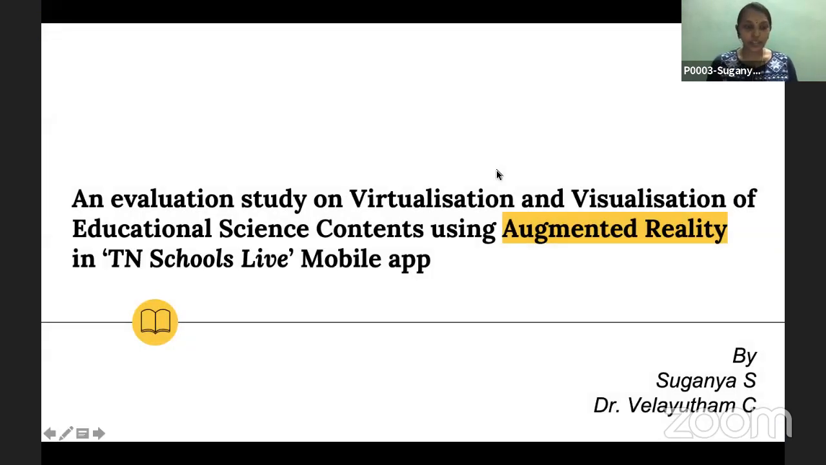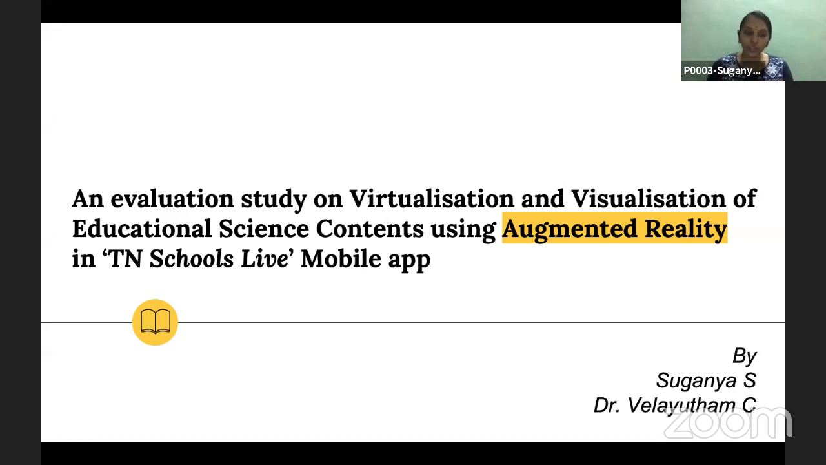My research title: An Evaluation Study on Virtualization and Visualization of Educational Science Contents Using Augmented Reality in TN Schools Live Mobile App, by me, Suganya, under the supervision of Dr. Velaida. Let me explain the peculiar words seen in the title first. Virtualization means creating a virtualization of something which does not exist, but is made by software to appear to exist. Visualization means communicating a message through visual contents.